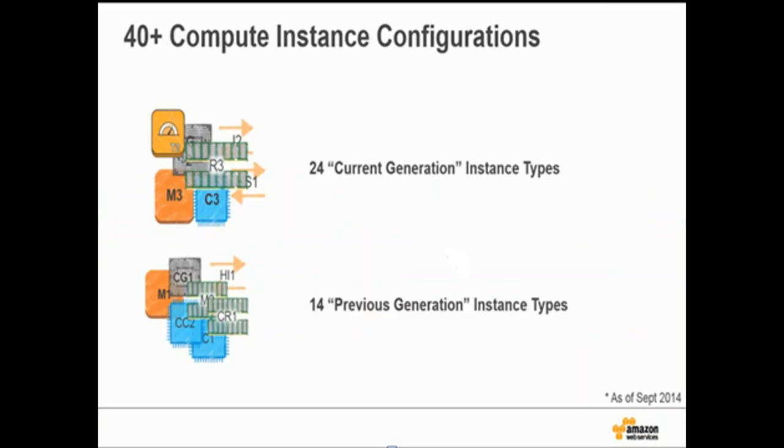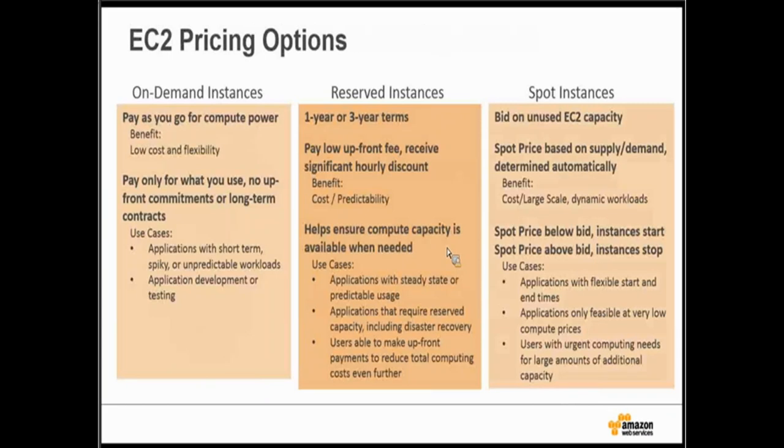It has 24 current generation instances and 14 previous generation instance types, right? There are 40 plus compute instance configurations that you can pick from, and Amazon is constantly working on increasing them. But different kinds of configurations are there and you can pick and choose which one you look for, and we'll do one of them today, right?